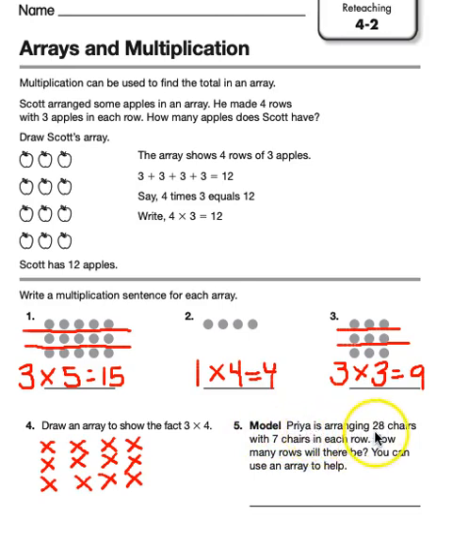Priya is arranging 28 chairs with 7 chairs in each row. How many rows will there be? You can use an array to help. So 7 in each row. I would start with 7 and just count. You can count up to see exactly how many rows are going to be. So I have my 7.